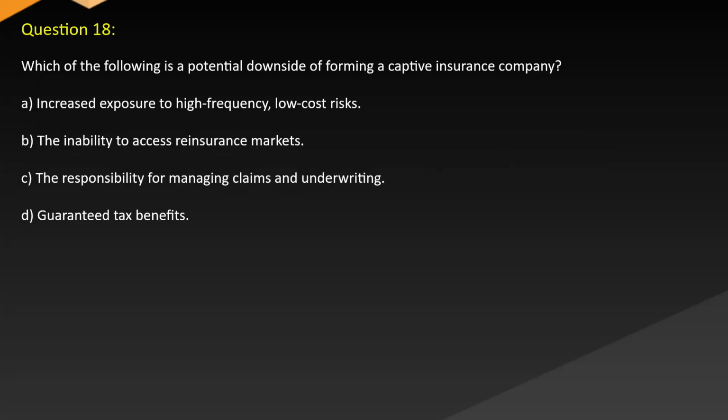Question 18. Which of the following is a potential downside of forming a captive insurance company? A. Increased exposure to high-frequency, low-cost risks. B. The inability to access reinsurance markets. C. The responsibility for managing claims and underwriting. D. Guaranteed tax benefits.